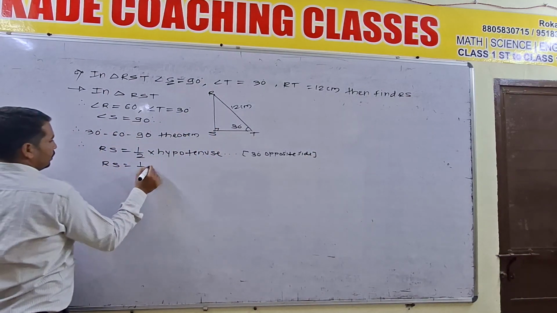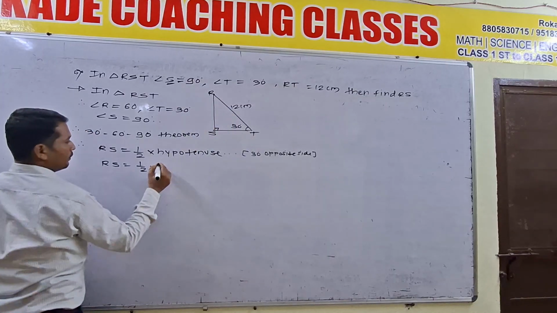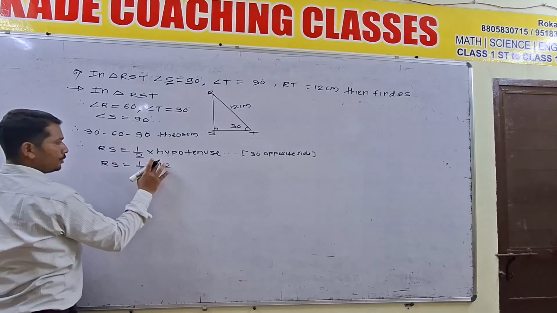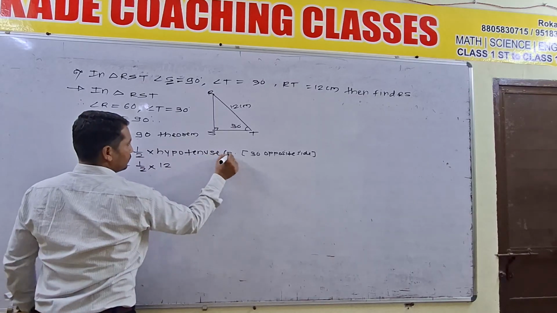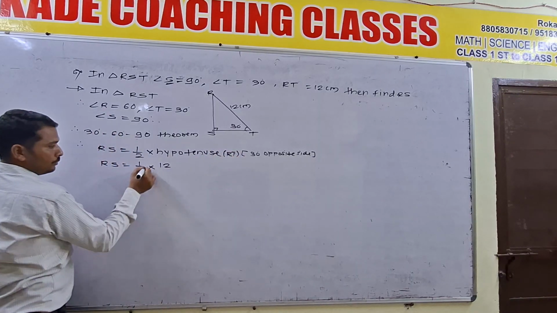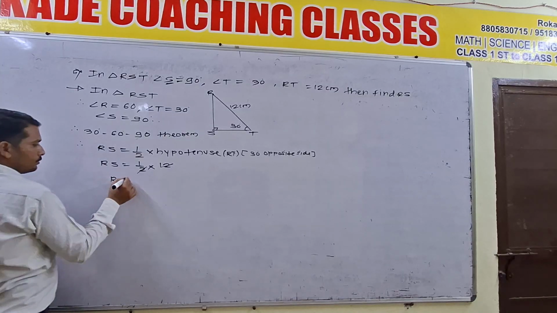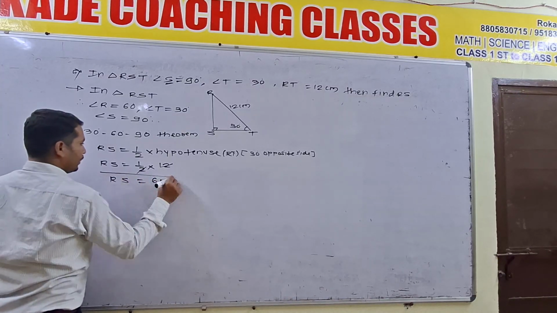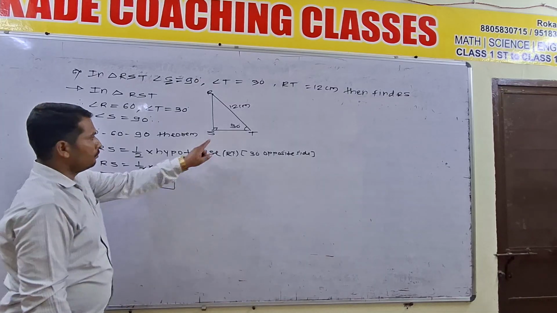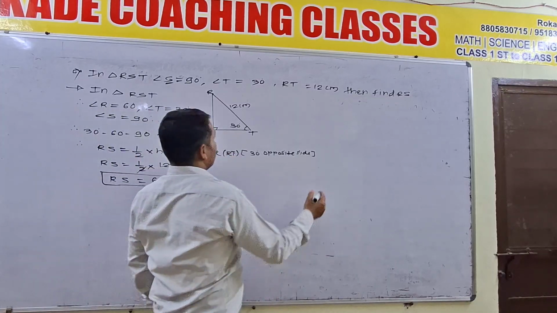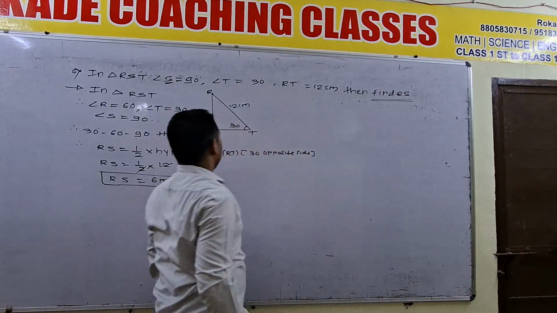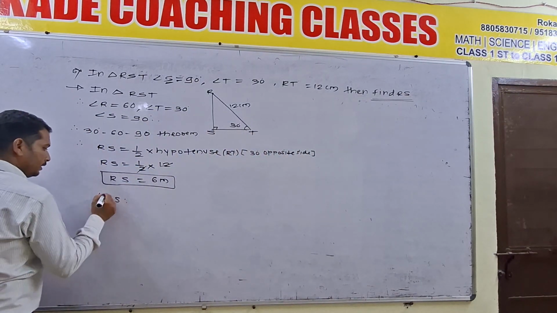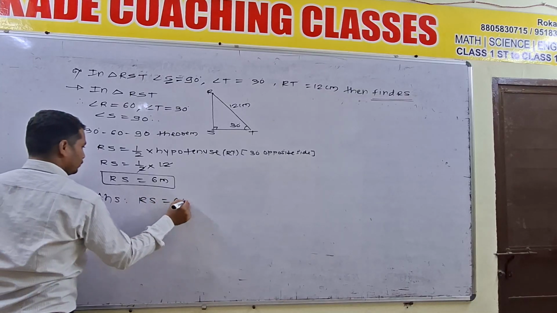RS is equal to 1 half into hypotenuse. The hypotenuse is 12. Which is the hypotenuse? RT is the hypotenuse, so we put RT there. So 2 ones are 2, 2 sixes are 12. So RS is equal to 6 centimeters. We found RS. Write down here the answer: RS is equal to 6 centimeters.